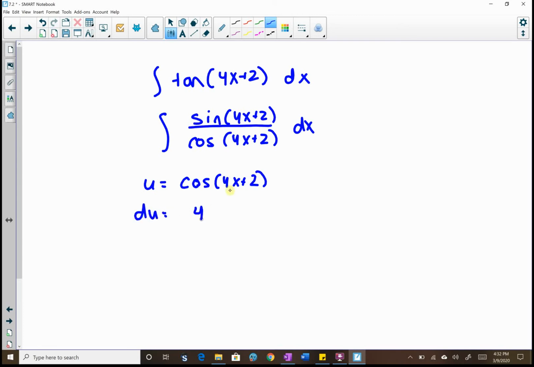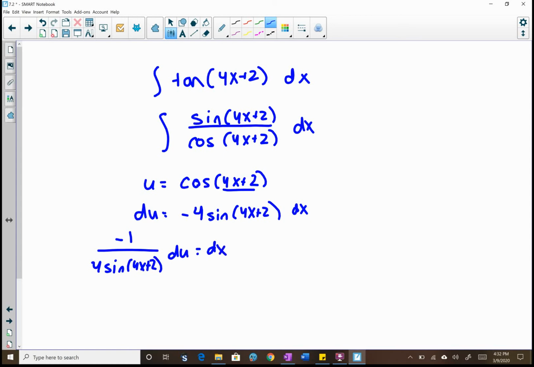So you end up with 4 from the derivative of the inside. Cosine will be negative sine 4x plus 2. And I went ahead and skipped the chain rule work. Of course, you would show that. I'm just saving time. So now I divide: negative 1 over 4 sine of 4x plus 2 du equals dx. So my integral is actually the integral of sine of 4x plus 2 over u times negative 1 over 4 sine of 4x plus 2 du.